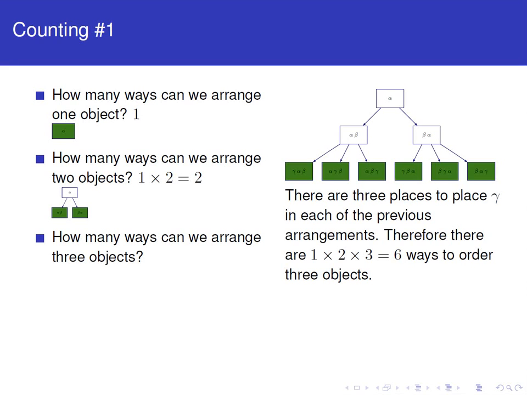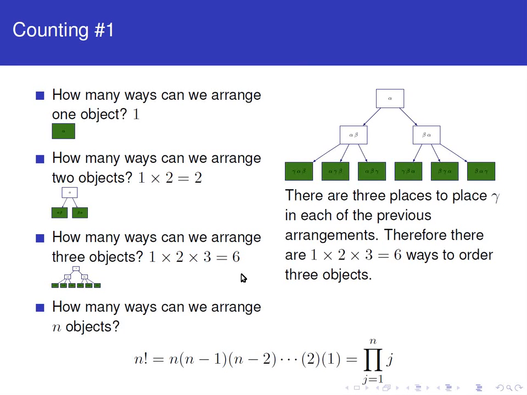Now, from the previous two possibilities, I had alpha and beta, or I had beta and alpha. When gamma comes along, gamma has three possible positions that gamma can go in. Gamma can go in the beginning, in the middle, or at the end, in either of the two situations where we had alpha, beta, or beta, alpha. So now, looking at the diagram, we can see that we have 1 times 2 times 3, which is equal to 6. And now we can generalize this idea to n objects.